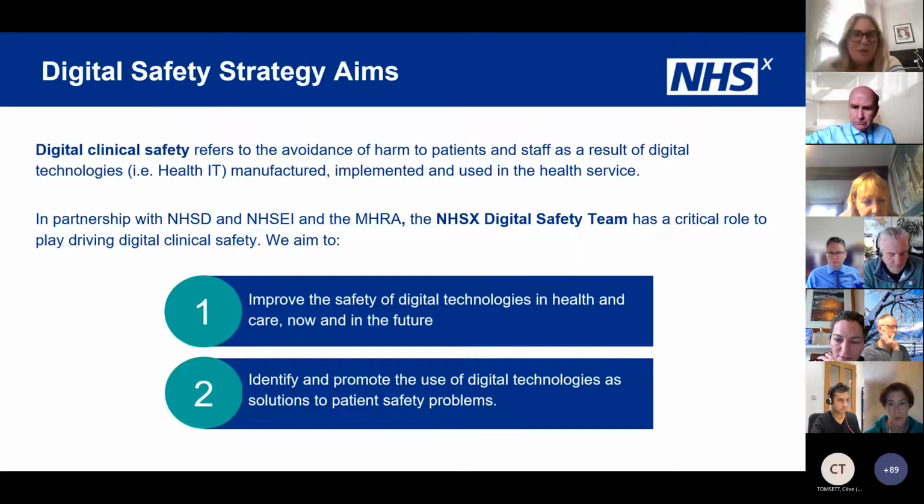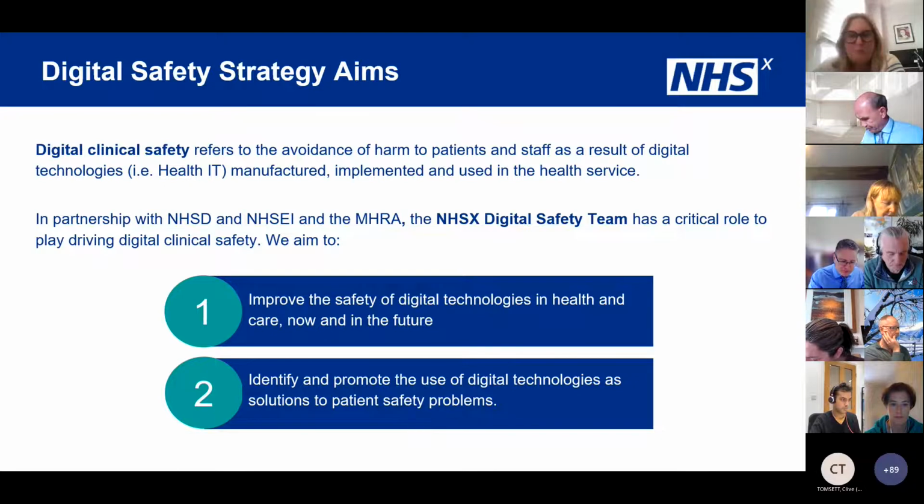There are really 2 key aims of the digital safety strategy. One is improving the safety of technologies used in health and social care. And 2, to use those technologies to improve patient safety problems. They're 2 sides of the same coin, equally important in ensuring digital safety. Next slide, please.